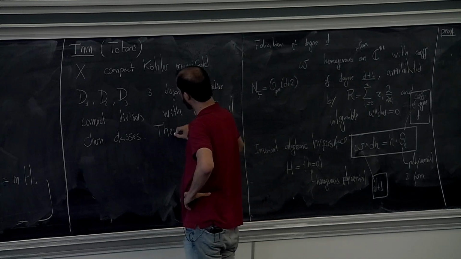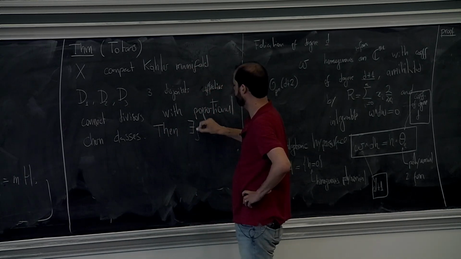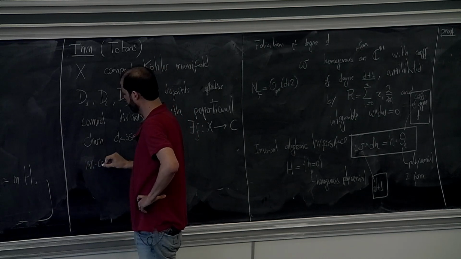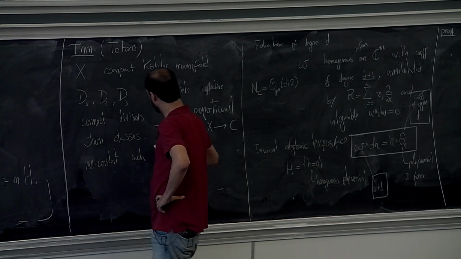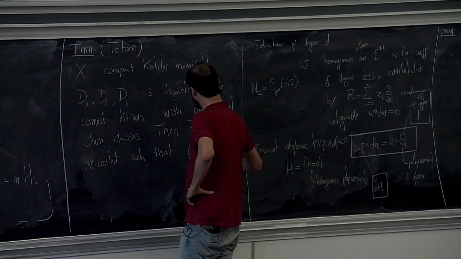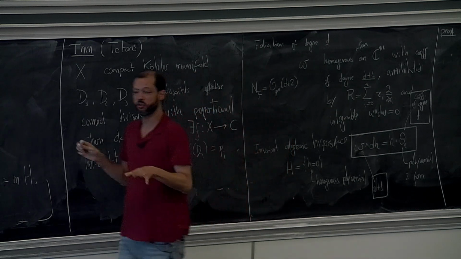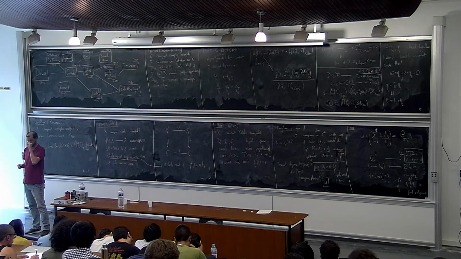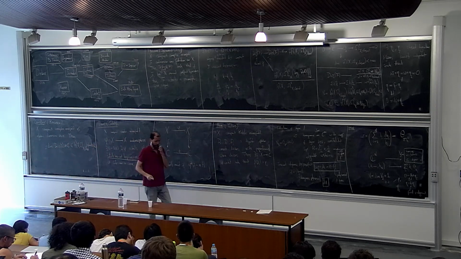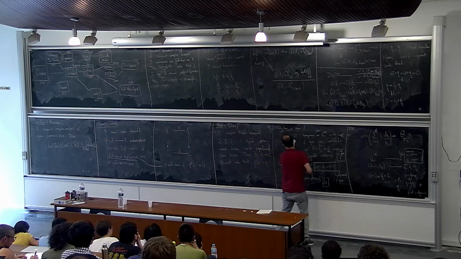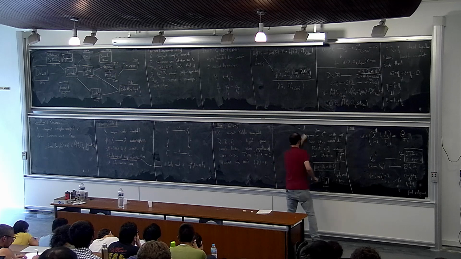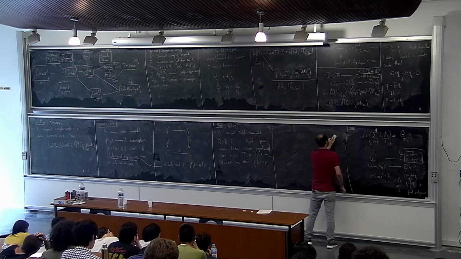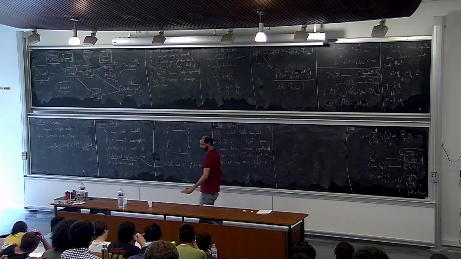Then there exists a map F from X to a curve C, F non-constant, such that F(D_i) are points. So these three disjoint divisors with proportional Chern classes are different fibers of a fibration. As you see, these are again very close to the discussion that we were having.